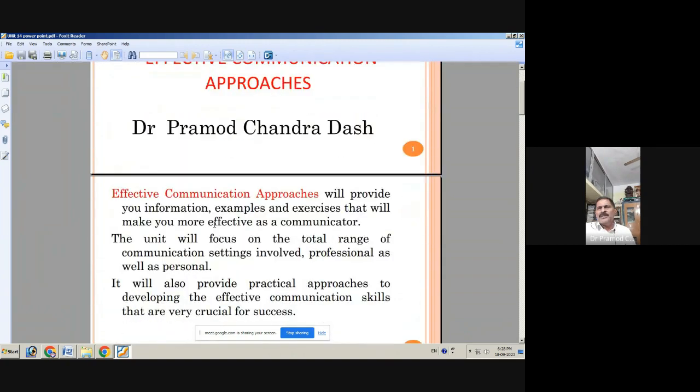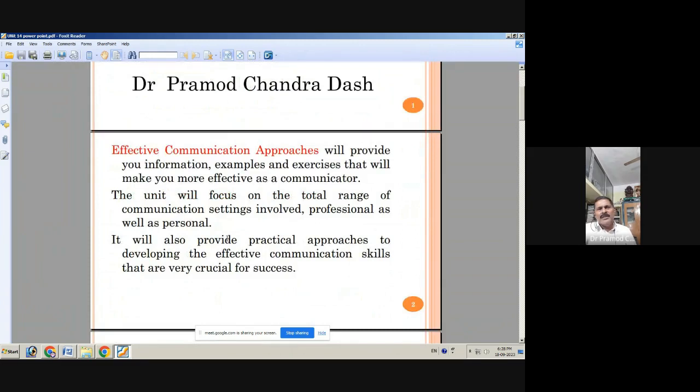Effective communication approaches. You know that communication is definitely a process through which we can transmit the message to others, and it may be verbal or non-verbal. But effective communication is nothing but providing the information, examples, and exercises to others in an effective way, so that after getting the information, they can behave in an effective manner.